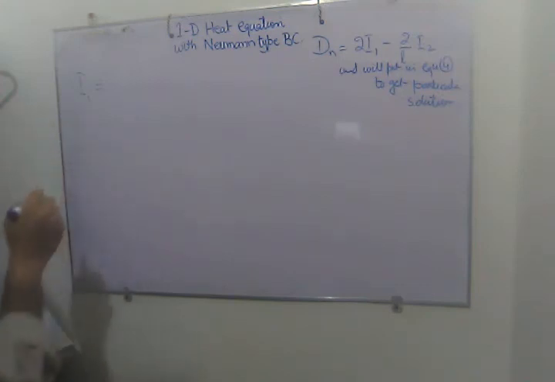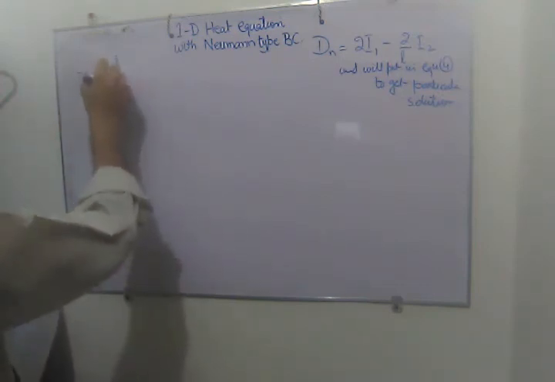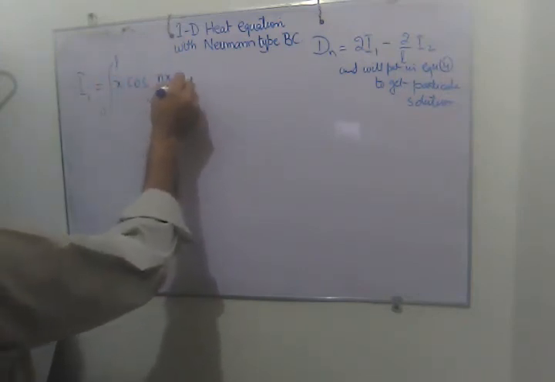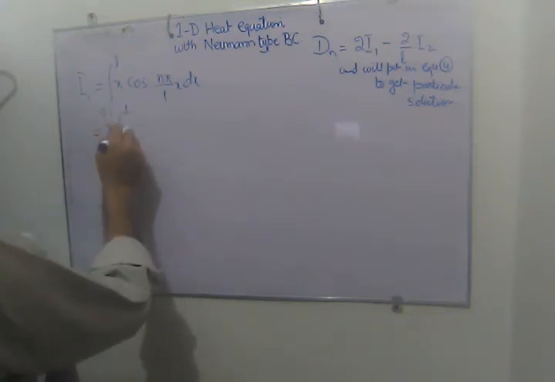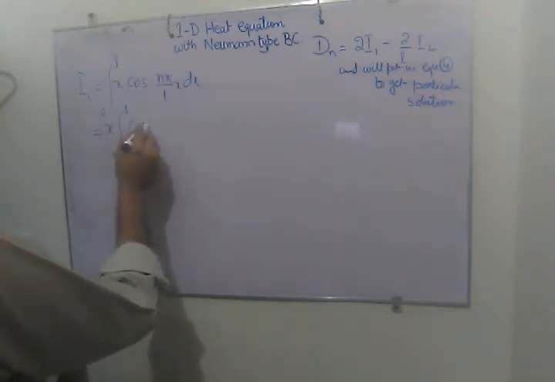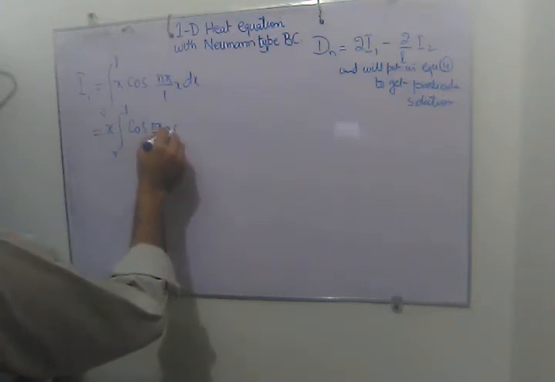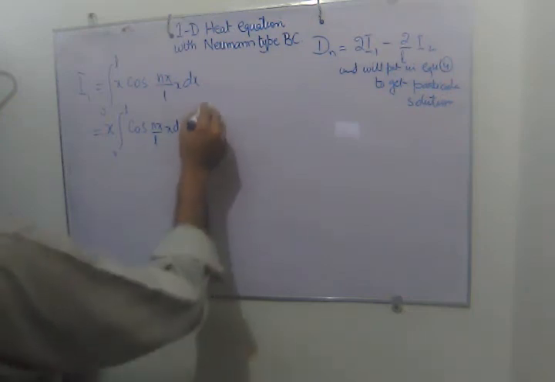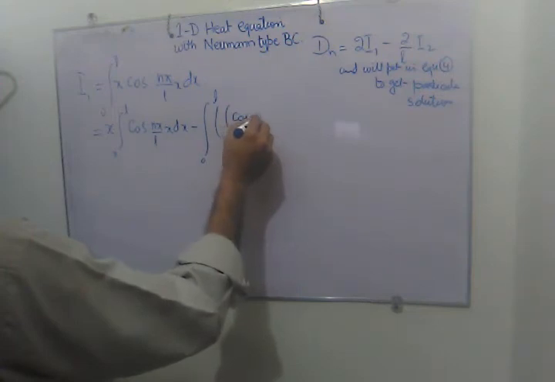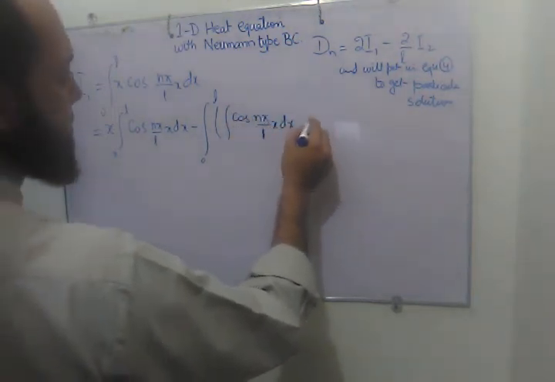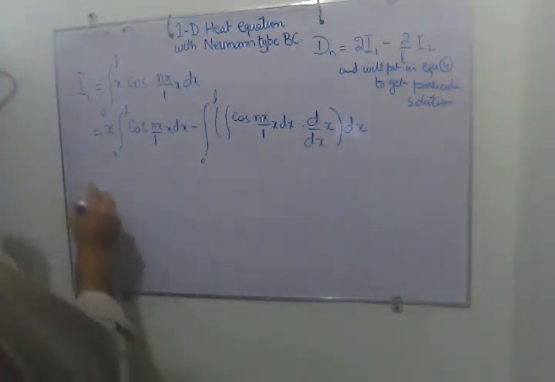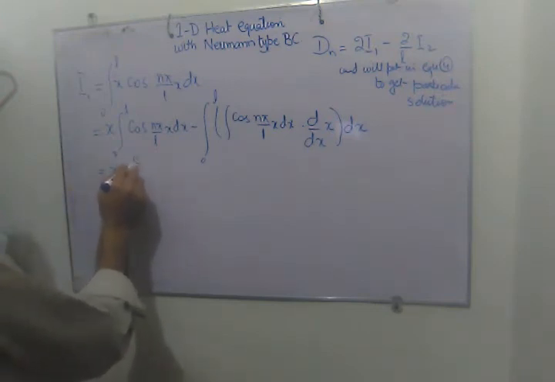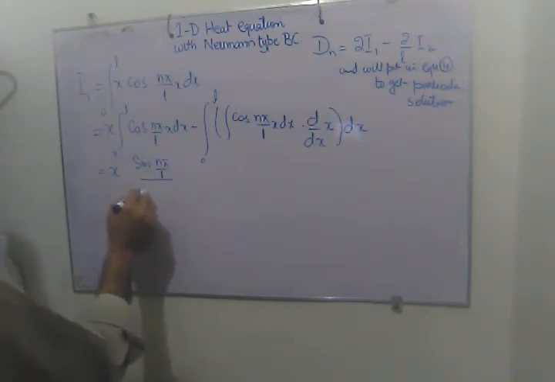So I1 would be integral 0 to L x cos n pi upon L x dx, and we can solve it by parts: x times the integral of cos n pi upon L x dx, minus integral 0 to L of the integral of cos n pi upon L x dx times d upon dx of x, dx, which is equal to x sine n pi upon L x over n pi upon L, 0 to L.